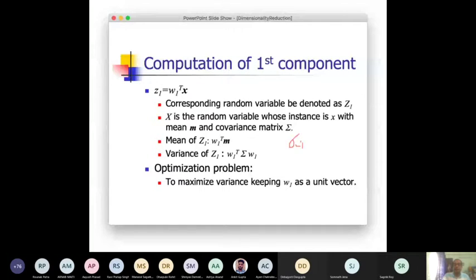Sigma ij is the covariance of the attributes, say xi and xj. So I am assuming that x, the representation of x, is a column vector, and there are d such attributes, x1, x2, x3, like this. Each one is a random variable because, suppose you have n data points.